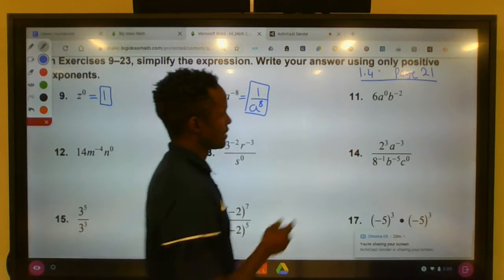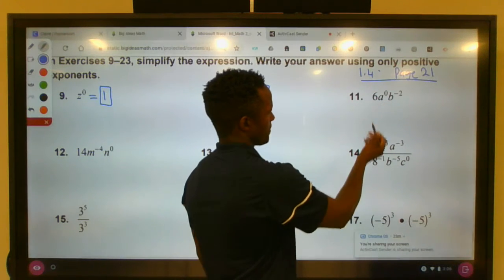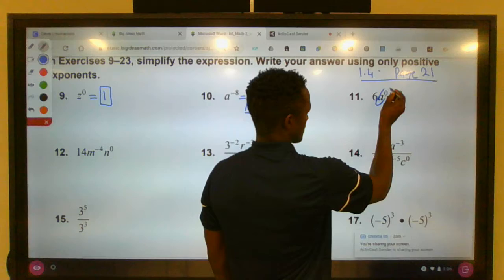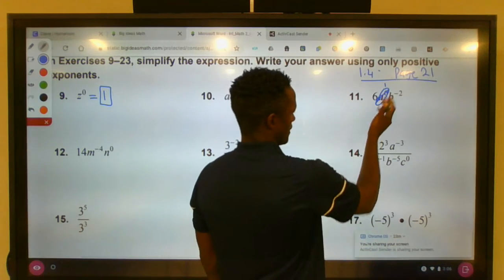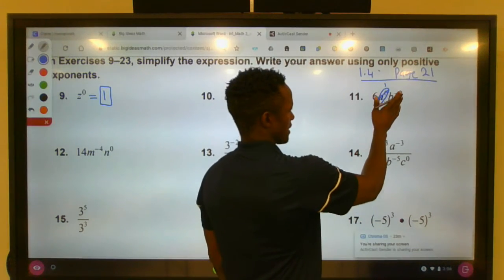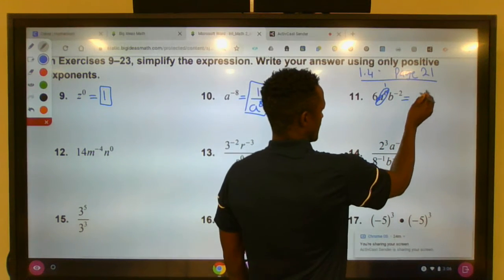Moving on to the next one, there's a couple of things going on here. We have the 0 property, and we also have the negative exponent property. So we can actually start with this. This is just 1 we know, so it kind of cancels out. We're left with the negative exponent, which we understand is just going to go to the bottom and become positive. So this simplifies to 6.